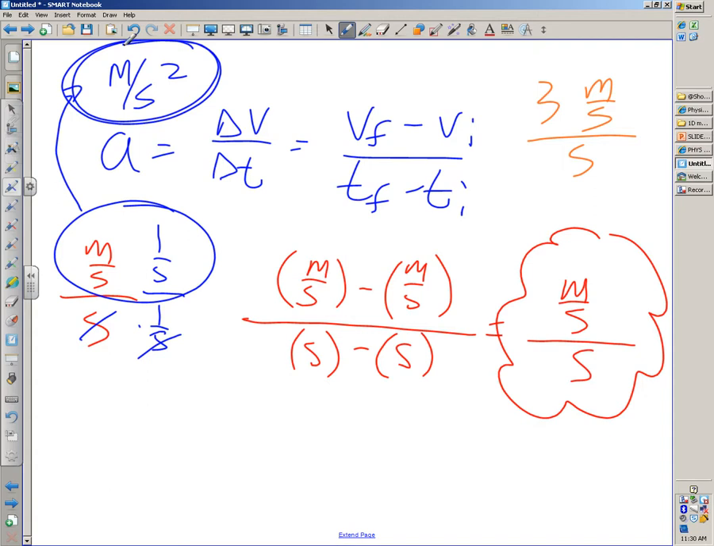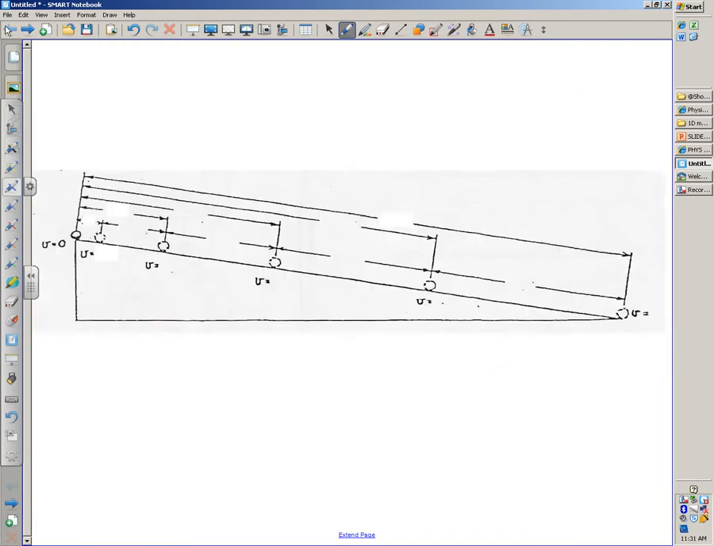But keep in mind that meters over second squared is exactly the same thing as meters per second per second. Just easier to write it down. Good there? Good so far. Okay. Let's do some conceptual things.